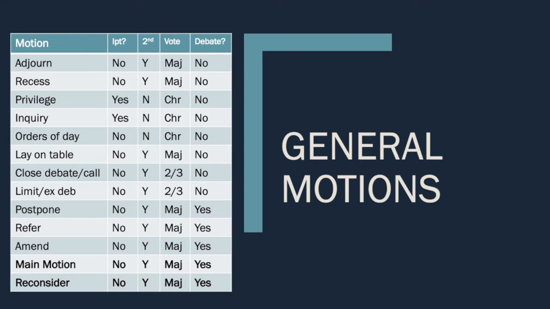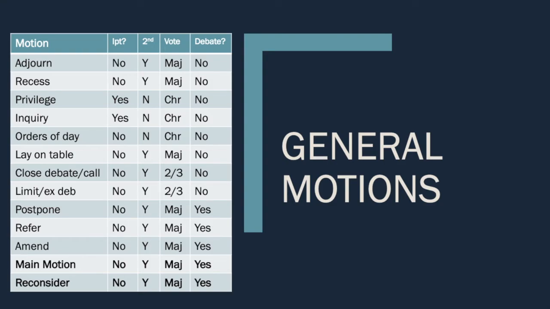And a point of inquiry is also pretty important. At any point in time, you can interrupt, as you can see it says here on the chart, you can interrupt to make this motion. If you don't understand what's happening, you can make a point of inquiry, and the presiding officer will then tell you what is happening. This is really important if you're about to vote on something and it's not quite clear what's actually being voted on right now. You can make a point of inquiry and ask the chair, what are we about to vote on, or what motion is currently on the floor. All right, that's really important. You can interrupt to do that. It doesn't require a second, and the chair just simply tells you.